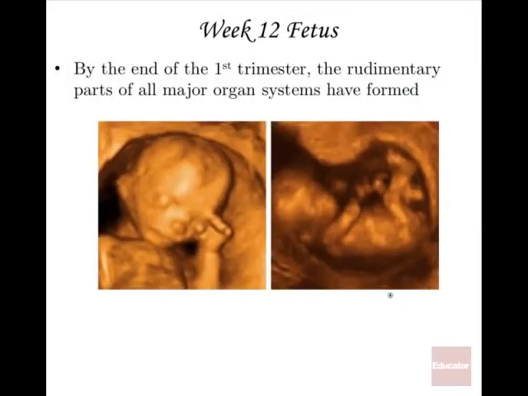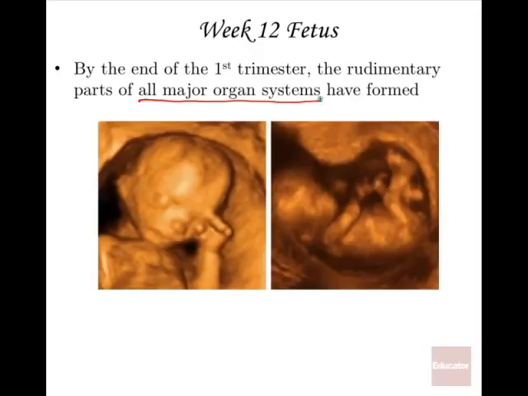Week 12 fetus. By the end of the first trimester, the first approximately 3 months, the rudimentary parts of all major organ systems have formed. The heart is beating. The brain has brain function. There is a liver. There are lungs. Are all of these ready for the outside world? No. The earlier the baby is born, of course, prematurely, the less developed the organs are. So I'm going to talk more about premature births in terms of the danger of that.